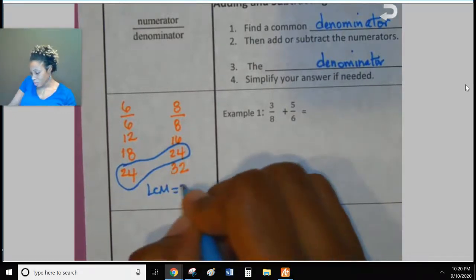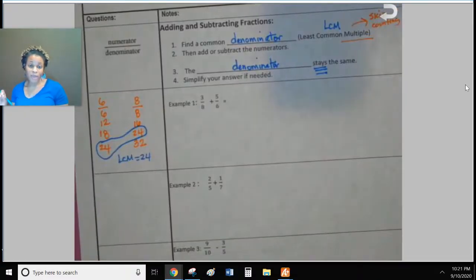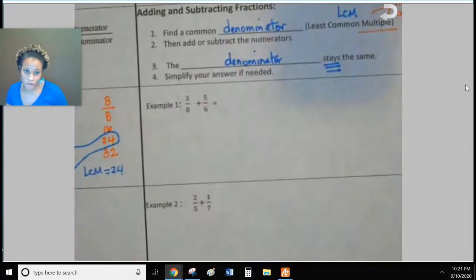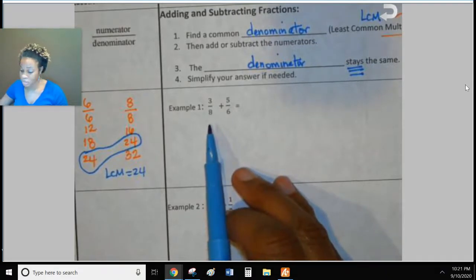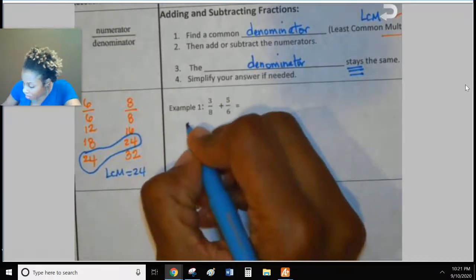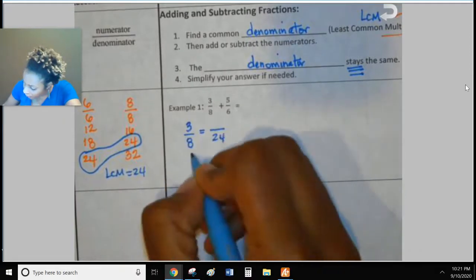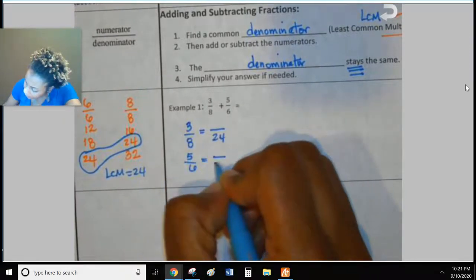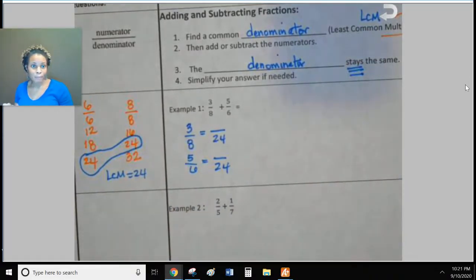The LCM is 24. So now that I know the LCM is 24, I have to go back and say, do I need to rewrite one fraction or both fractions? I want both of them to have a denominator of 24. Is 8 24? No. Is 6 24? No. So I need to rewrite both of them to have new denominators of 24. So how do we do that? By multiplying. This is where knowing those multiplication facts comes in handy.